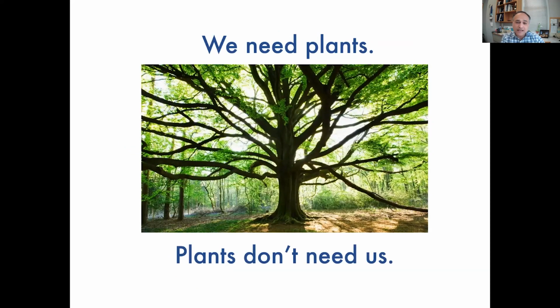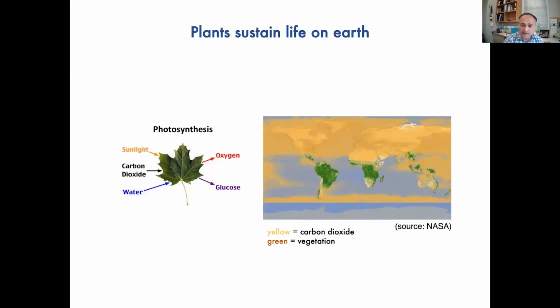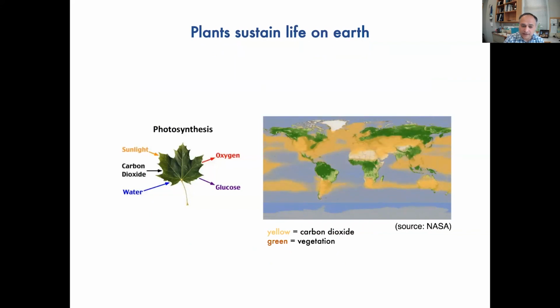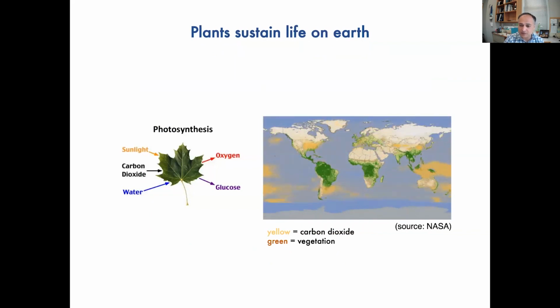So I always like to start by saying that we need plants, but plants don't need us, right? We cannot exist without plants, but plants will be okay if we're not around, right? Because we really depend on plants, directly or indirectly, for the oxygen we breathe, the food, the clothes, and so on. Now, plants sustain life on Earth, as I said earlier, because of photosynthesis. We all depend on photosynthesis.